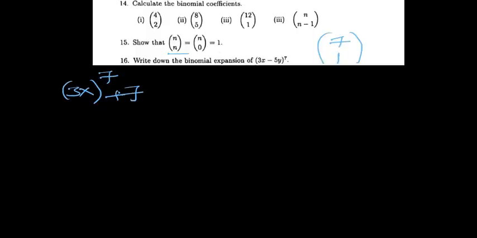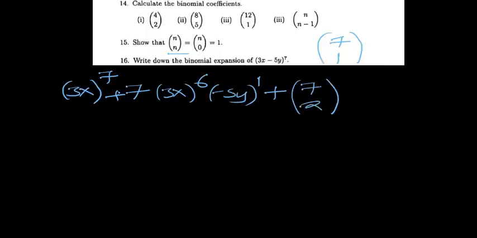And then 7 multiplied by 3x, where the power is now reduced by 1 to be the power 6. And then the other part, negative 5y, will now start from 1. The first part isn't appearing since it was the power 0. Now on the third part, we have 7 choose 2, and then 3x raised to the power 5, negative 5y raised to the power 2. So the 3x will continue reducing, and negative 5y will continue increasing until we get to the last part.